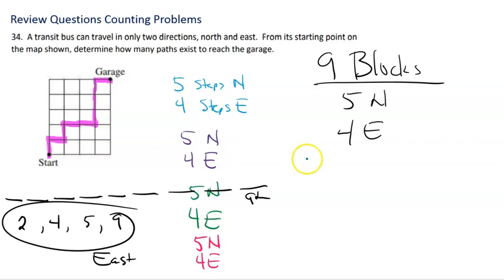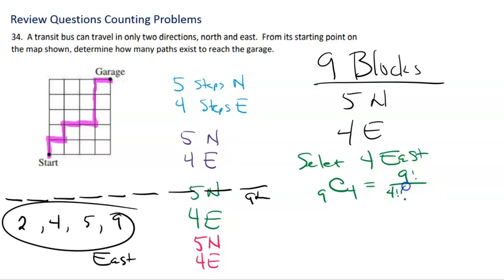If we select east, we're going to pick 4 different blocks to go east. We just want to know, of the 9 blocks, I need 4 of them to go in the easterly direction. So that's going to be a combination of 9 choose 4. If I calculate that, that's 9 factorial over 4 factorial times (9 minus 4) factorial, which gives me 9 factorial over 4 factorial times 5 factorial.